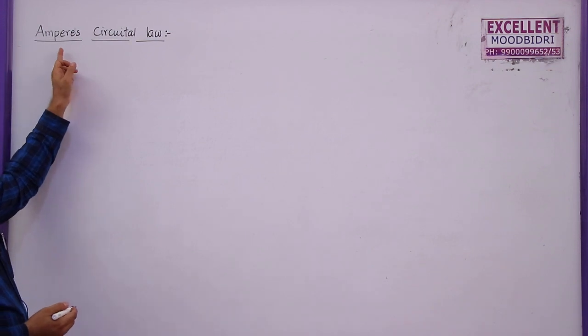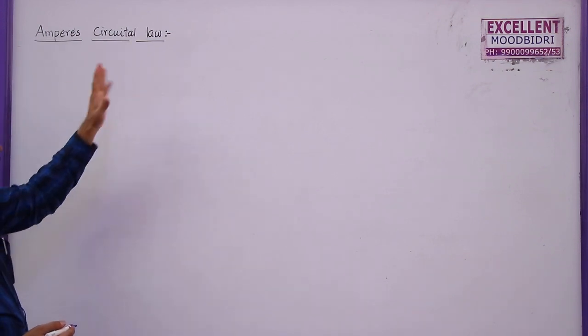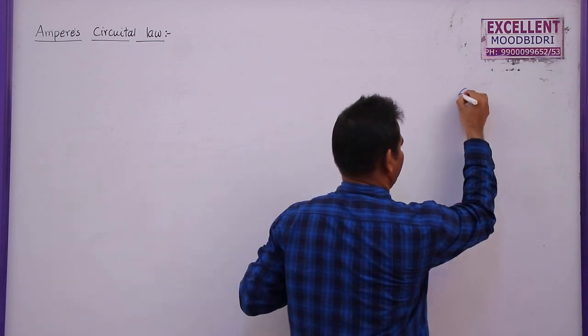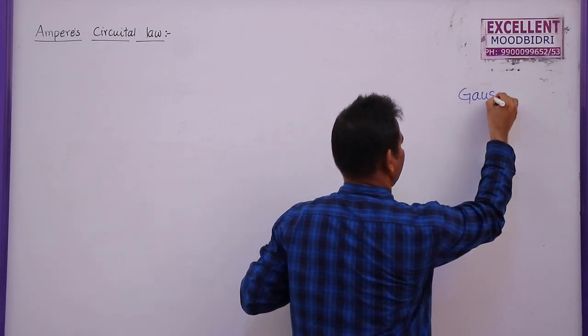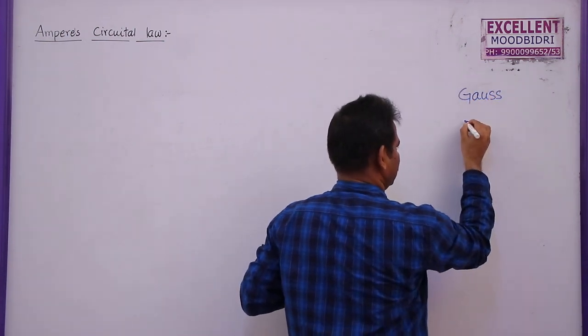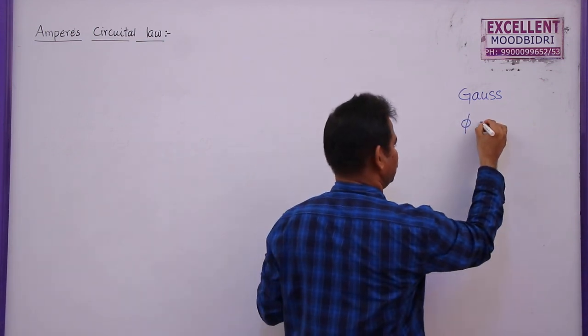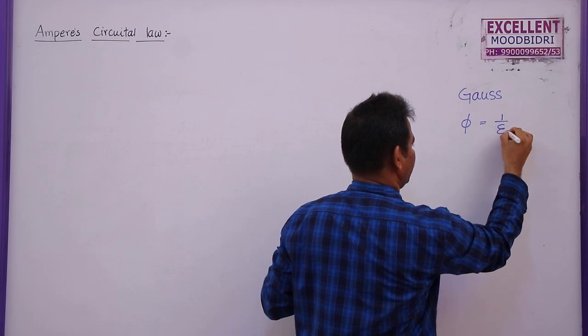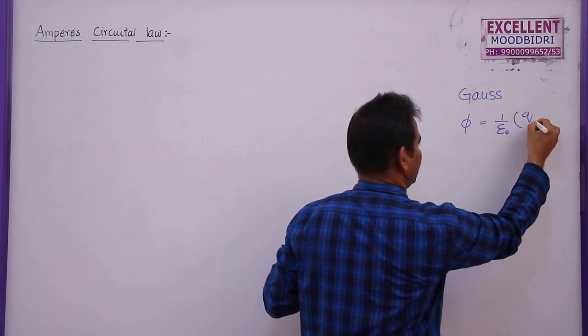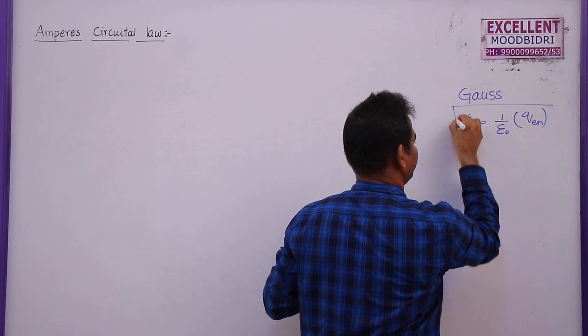Today's topic is Ampere Circuital Law. Just like our Gauss law in electrostatics, Gauss law states that the total net flux passing through a closed Gaussian surface is equal to 1 by epsilon naught times the charge enclosed by that Gaussian surface.